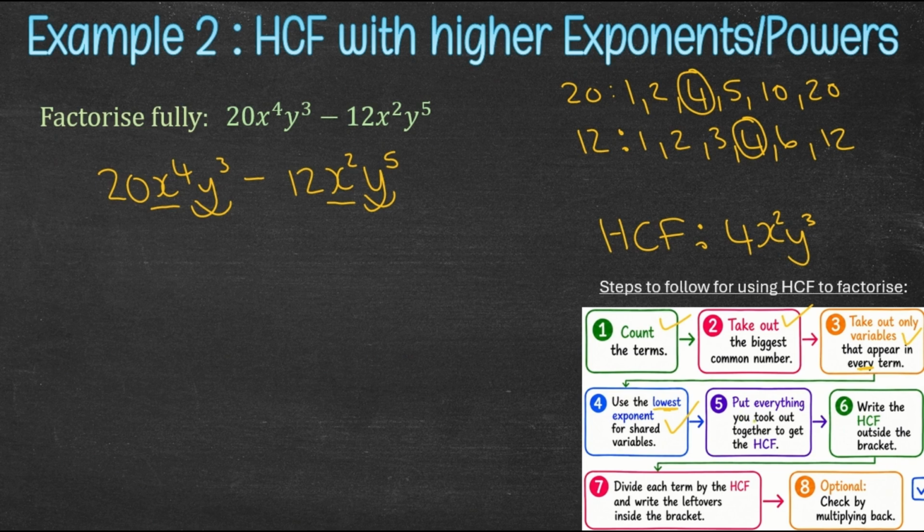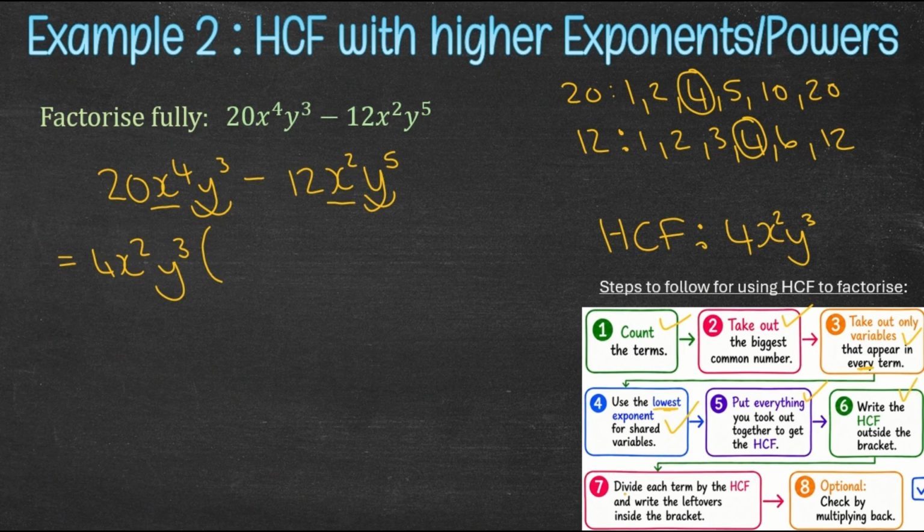For step 5, we have to put everything I took out together to get my HCF, or my highest common factor. And yes, I've already got it here because I've decided to write everything on the side. So my highest common factor for this expression is 4x squared y cubed. So I'm going to write this HCF outside my bracket, which is 4x squared y cubed, and I'm going to open my bracket. So step 6 is done.